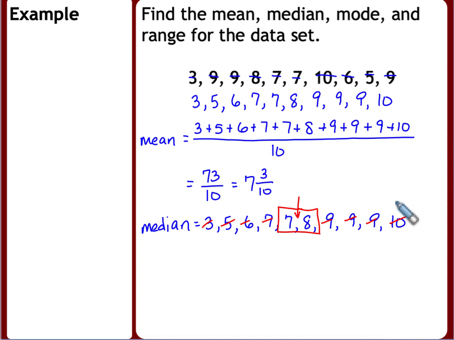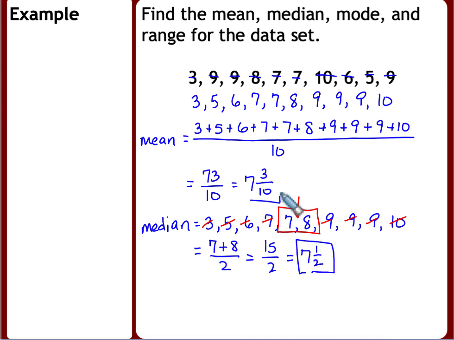Now I think you all know that that's easily 7.5. But how you can find it if the numbers aren't so easy, maybe it was 7 and let's say 14, you can actually find the mean or the average of these two numbers. So what you would do is take the 7 plus the 8, and divide it by 2. So that's 15 over 2, which indeed is 7.5. All right, so that would be the median. So whenever you have an even number of data values, you should end up with two numbers in the middle, and then you need to find the average of those two numbers to find the median.